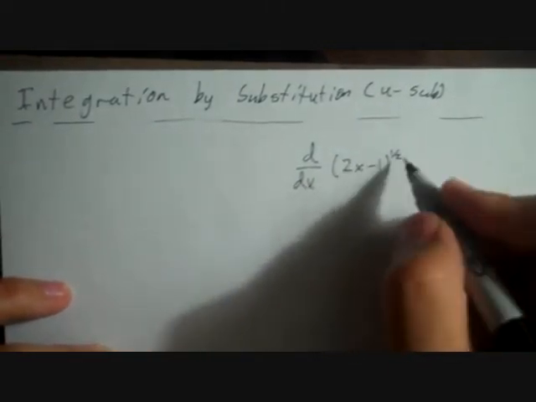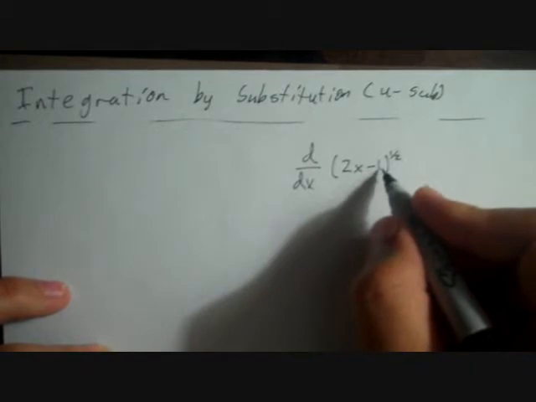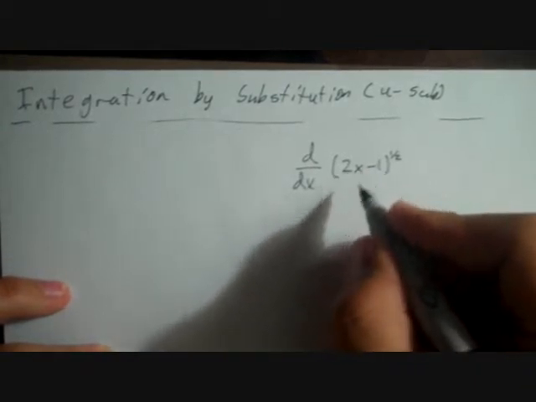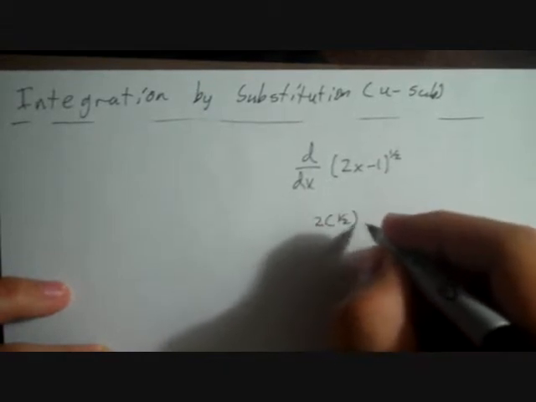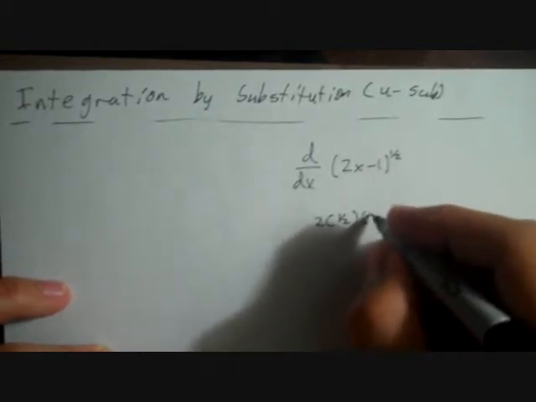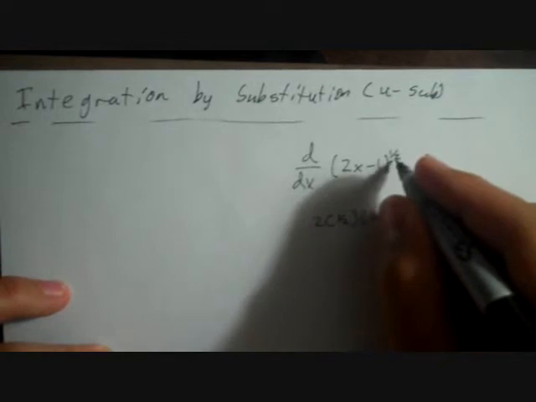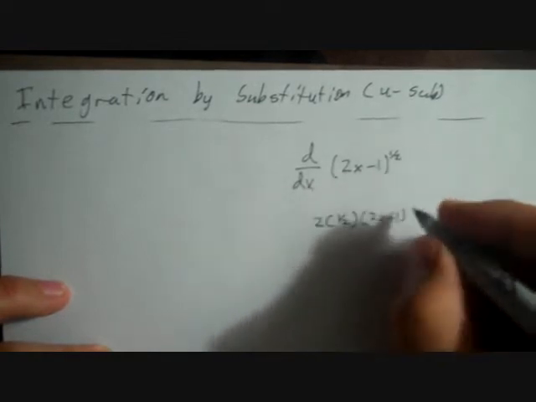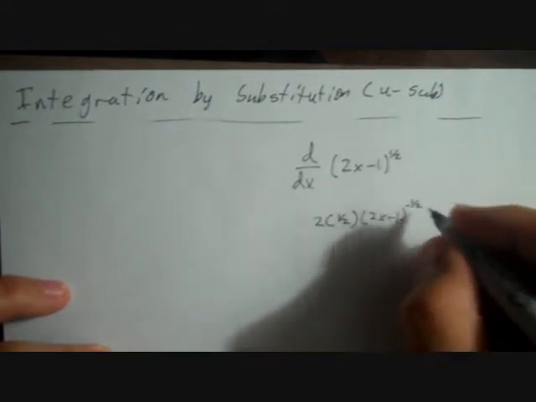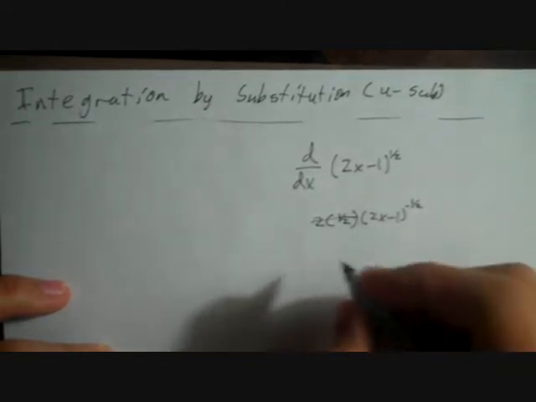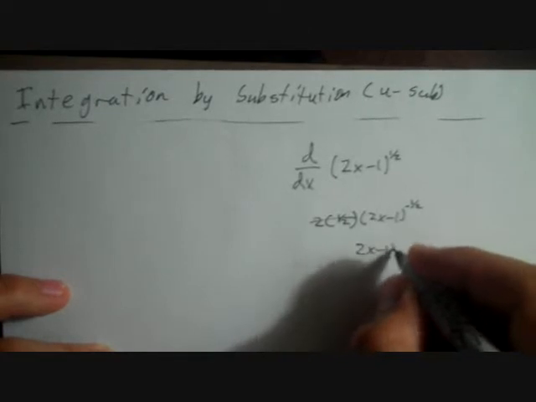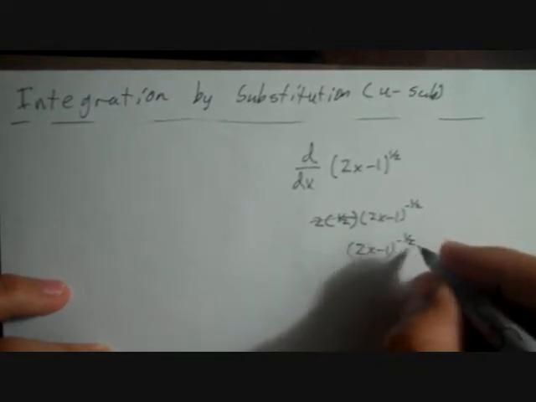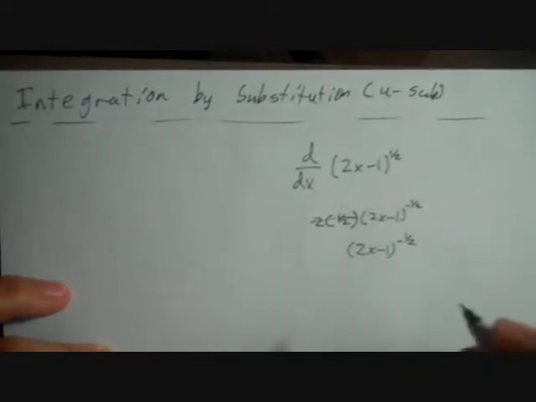We'd have a function within a function. We use the chain rule. So the derivative of the inner function, which is just 2, times the derivative of our outer function, which is 1/2, times our inner function, 2x minus 1, raised to 1 less than our old exponent, so it becomes negative 1/2. So 2 times 1/2, that cancels. So our derivative is now (2x minus 1) to the negative 1/2. Pretty simple.